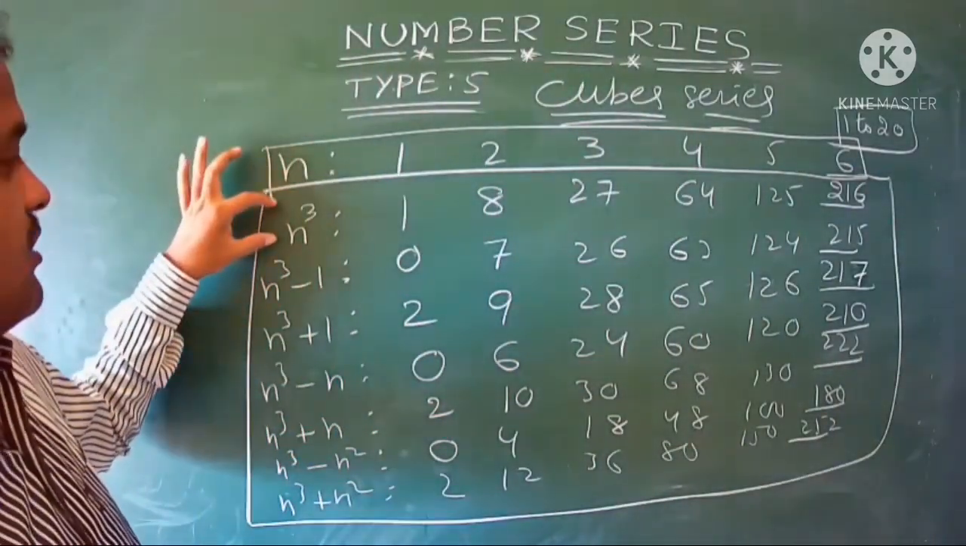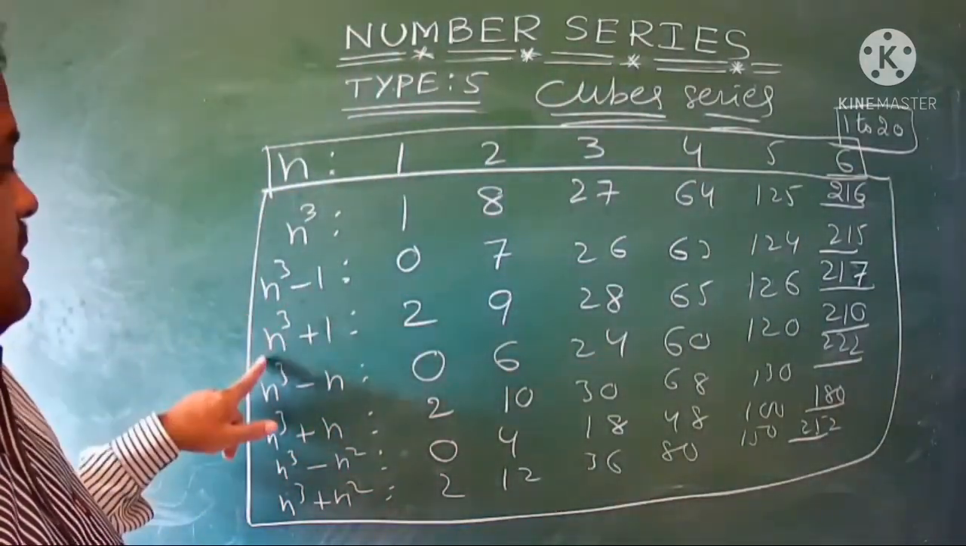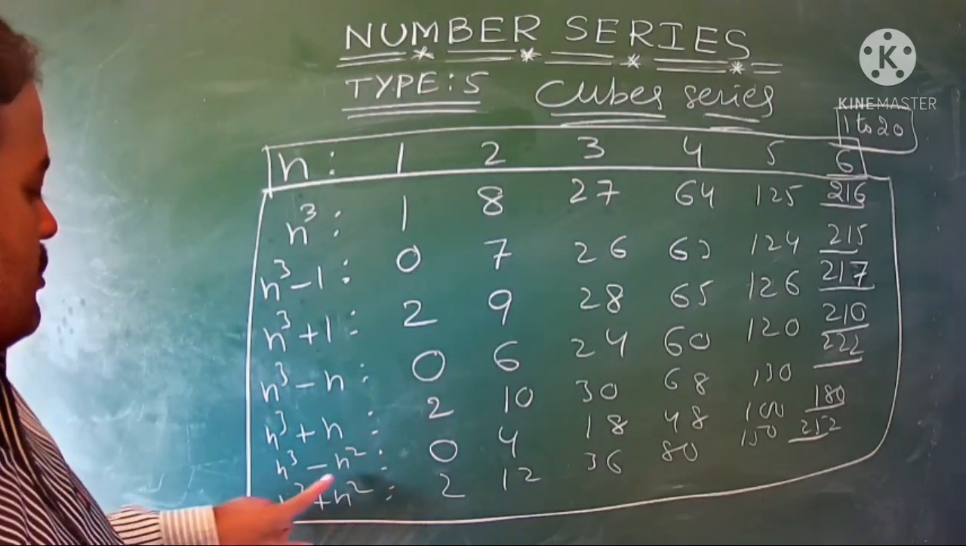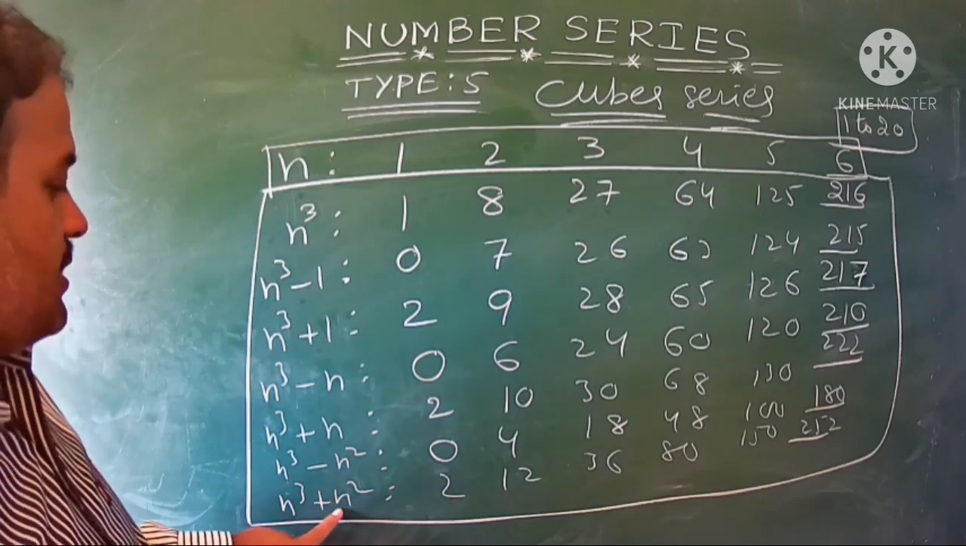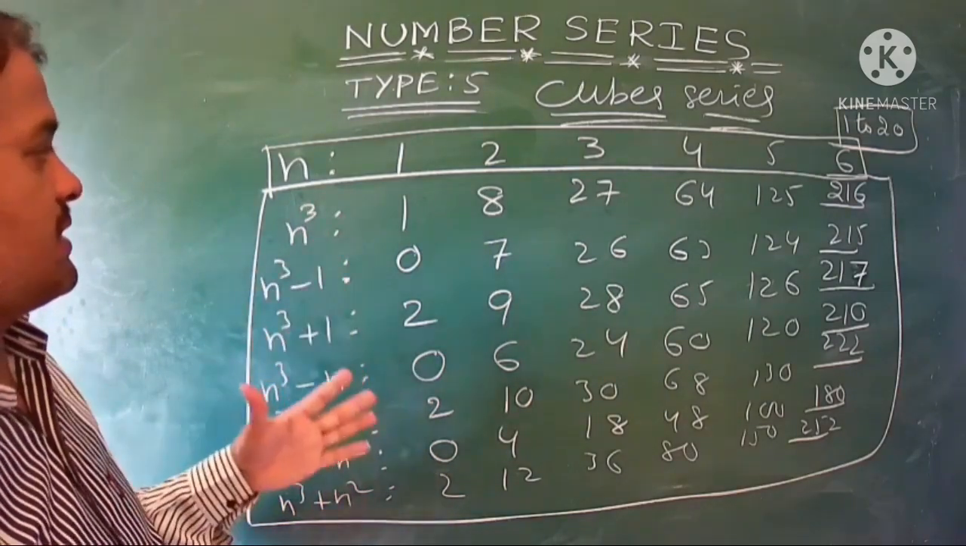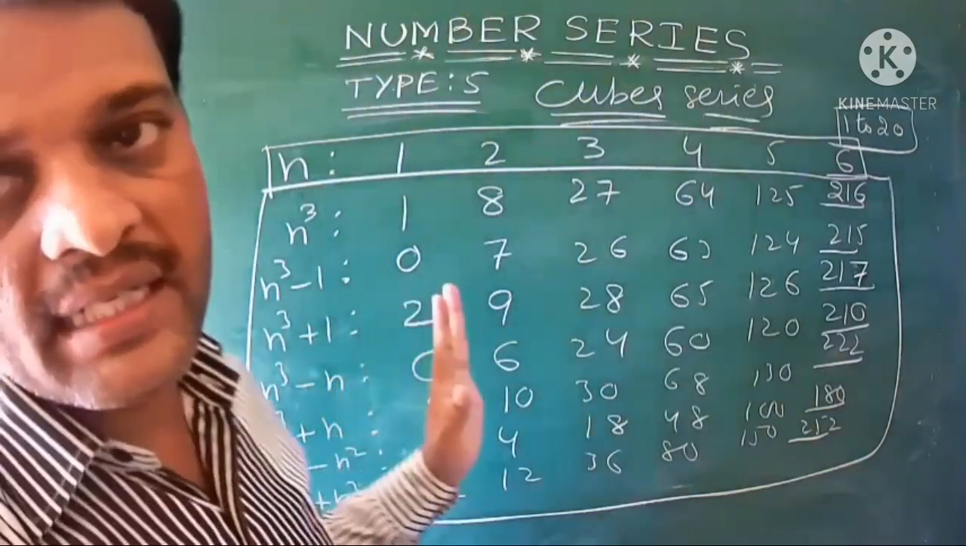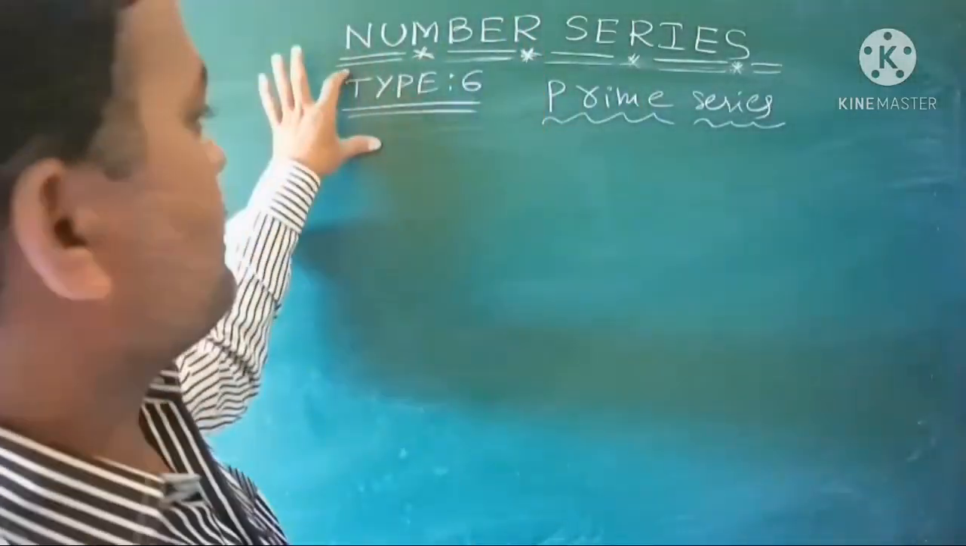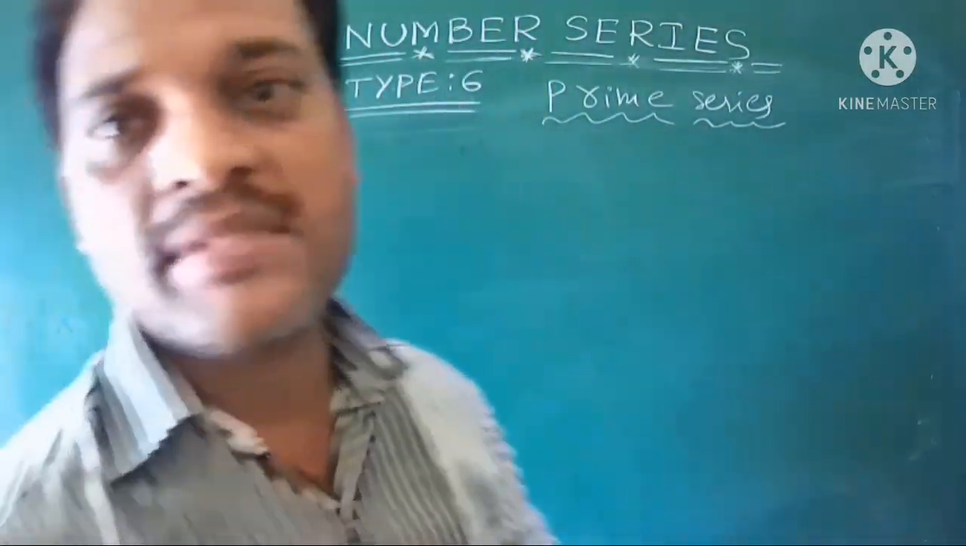So it can be n cube minus 1, n cube plus 1, n cube minus n, n cube plus n, n cube minus n square, n cube plus n square. So this is the process. Clear, everybody? Next, type 6, the last one, is the prime series.